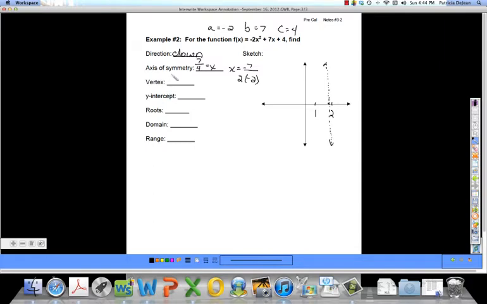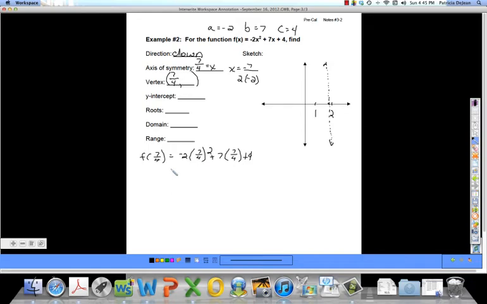The vertex, remember, the x value is the same as the axis of symmetry. And then I have to figure out what that will be, so we have f of 7/4 is going to give us our y value. So we have negative 2 times 7/4 squared plus 7 times 7/4 plus 4.